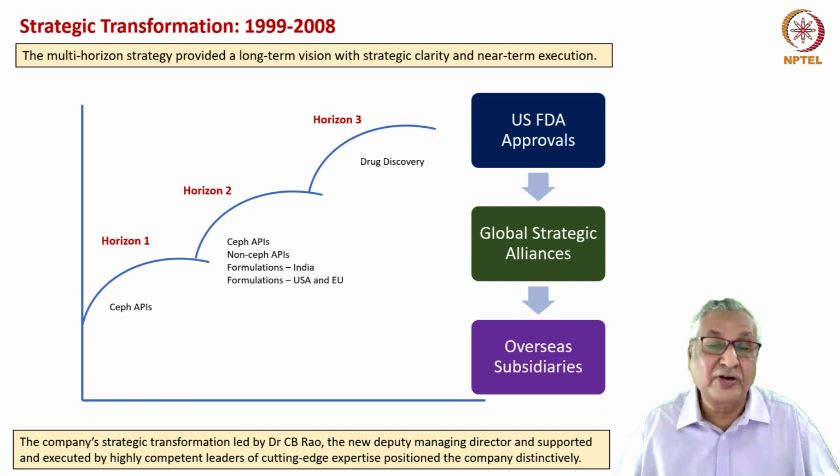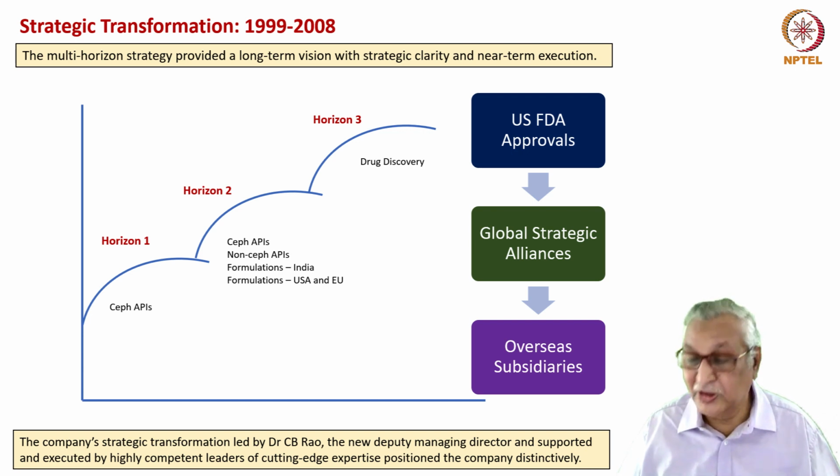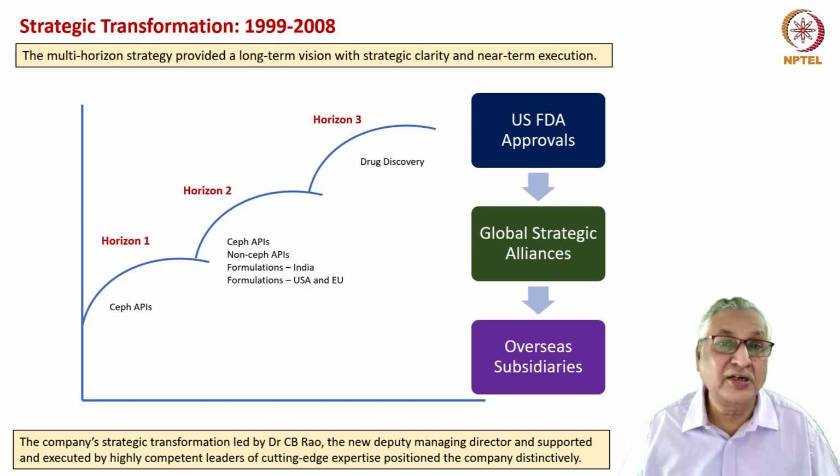And all these efforts, as a board level team effort, as a top leadership team effort, as an employee level team effort, with aligned vision, aligned strategy, and aligned execution, help position the company distinctively. That has been the core of the success of Orchid up to 2008. We will talk about the details of the 1999 and 2008 period in our next lecture.